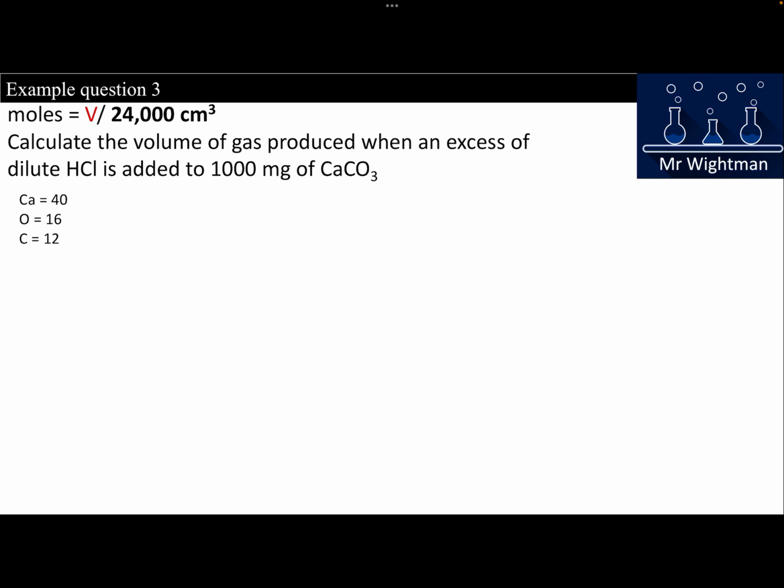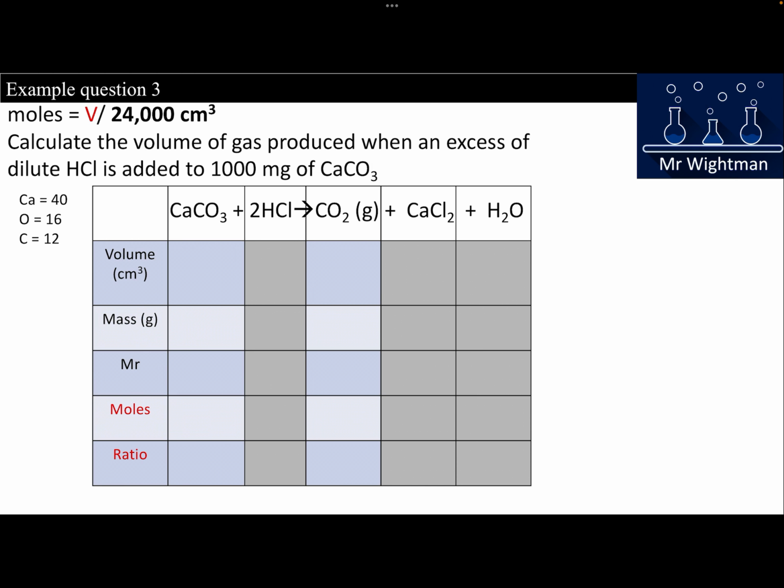Example question 3. Calculate the volume of gas produced when an excess of dilute HCl is added to 1000 milligrams of calcium carbonate. The equation is shown. So 1000 milligrams is the same as saying 1 gram. So if I had 1 gram of calcium carbonate, the Mr is going to be 40 plus 12 plus 16 times 3, as I have 3 oxygens. So 40 plus 12 for carbon plus 16 times 3 gives me a molar mass of 100.